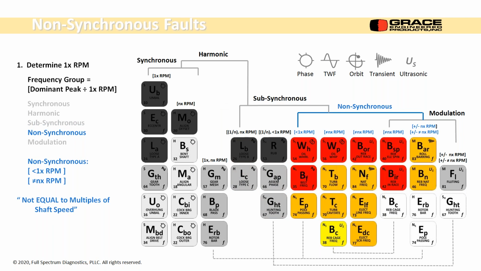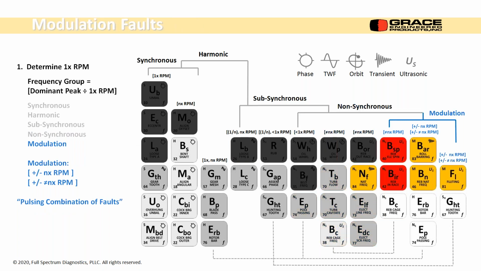Non-synchronous faults are basically anti-harmonic faults. They're not equal to multiples of shaft speed. They're not 5 times running speed or 6 times running speed. They're actually a fraction, 5.125 let's say, times running speed. They're easy to recognize in the spectrum when you compare them to the turning speed of the shaft. The last is modulation type faults. It's a pulsing combination, a beat frequency or something that generates sidebands in the spectrum. We have several examples of that coming up, so we'll cover that pretty well.